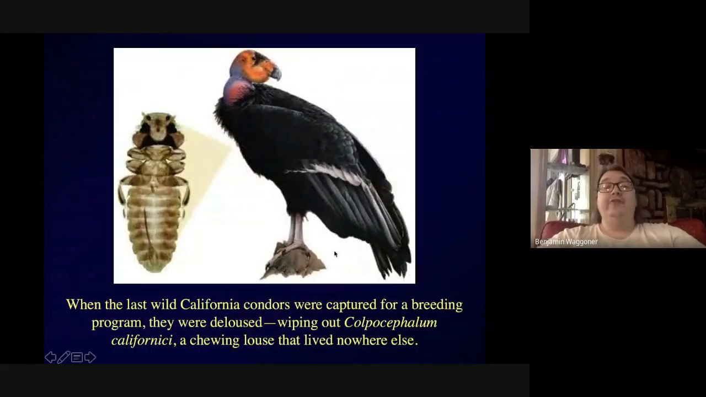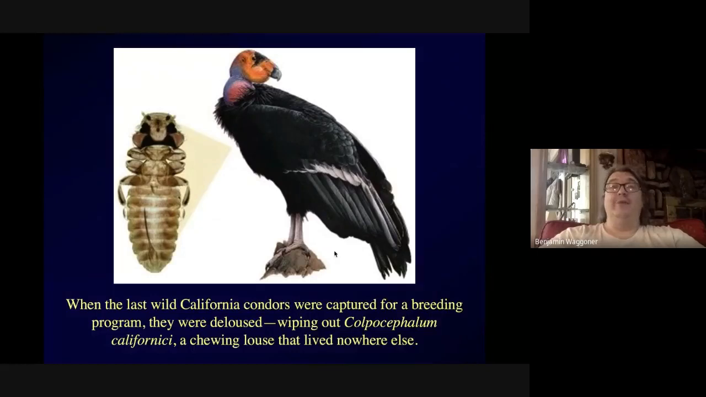And as I said, chewing lice can be extremely host-specific. California condors were highly endangered, and I think we're down to something like 20-some individuals at one point. Now, when it was decided to actively try to save the species, they were all captured, taken out of the wild, and kept for a captive breeding program. And when the last wild California condors were captured, they were deloused, and that wiped out Colpocephalum californicae. That's a species of chewing louse that lived absolutely nowhere else.